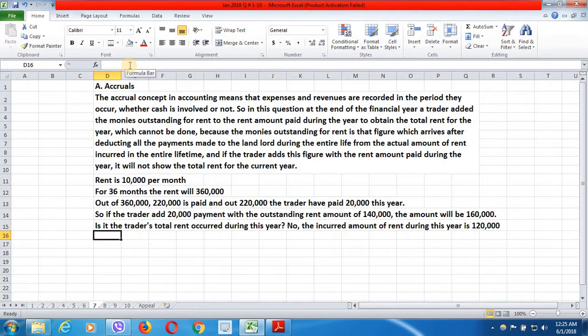No. The incurred amount of rent during this year is £120,000. Because the rent per month was £10,000, so for 12 months the rent will be £120,000. Not more than that, not less than that. Whether cash is involved or not, whether the trader has paid the rent or not paid the rent. Okay? If you have any questions regarding this matter, please comment in my comment box. I will try my best to explain to you.